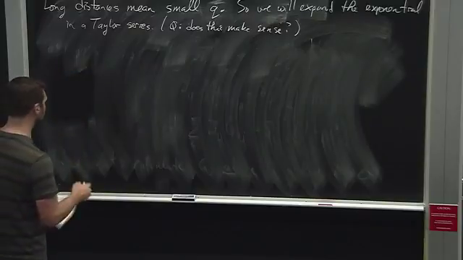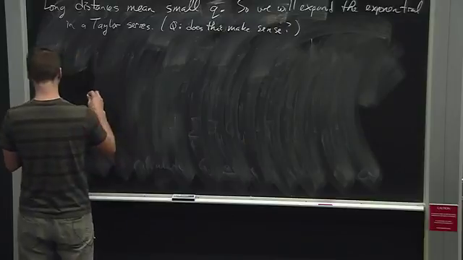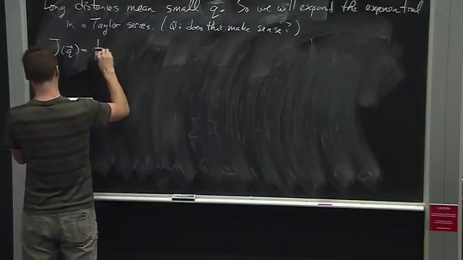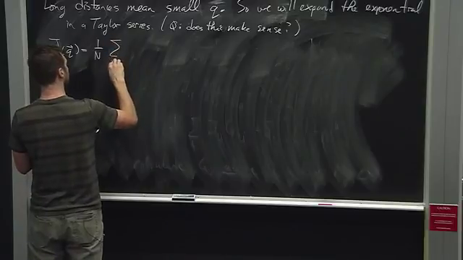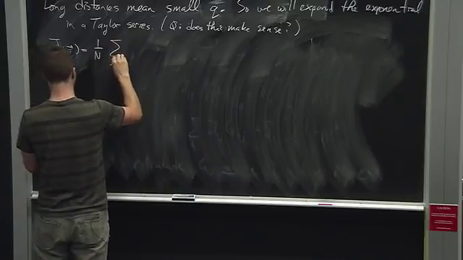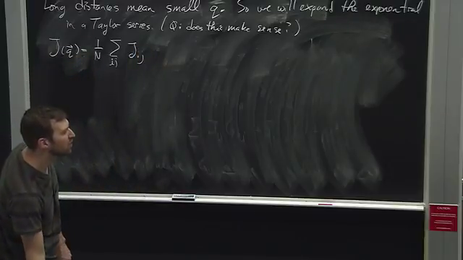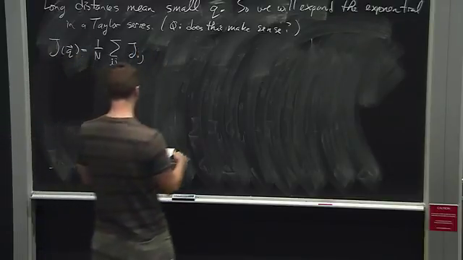Okay, so let's do this Taylor expansion. So J of Q. So let's leave the sum over i, j. Yeah, so it's the exponential.